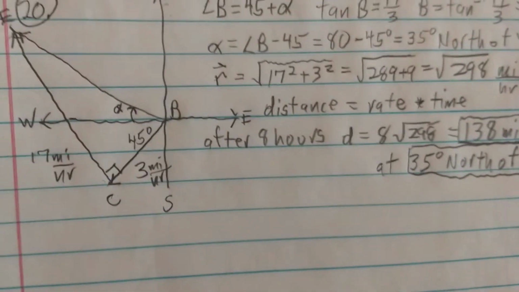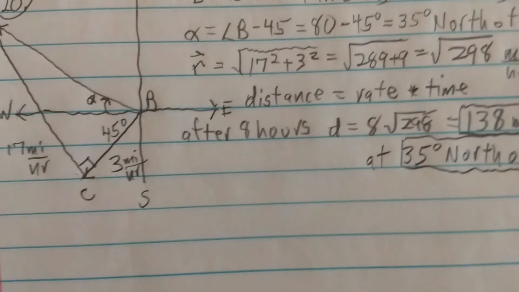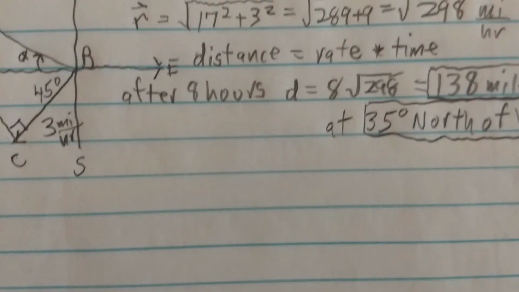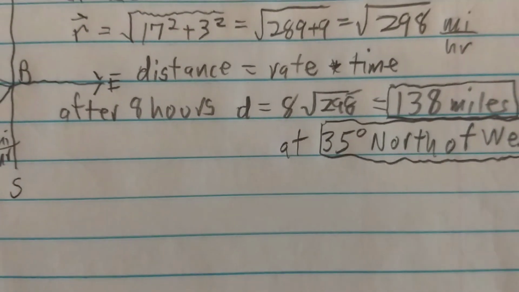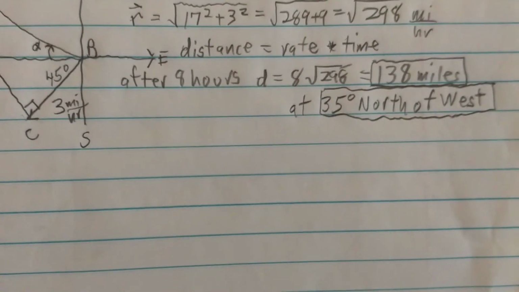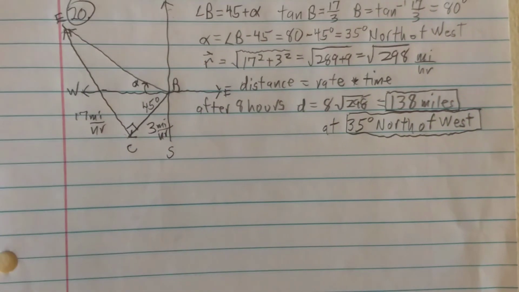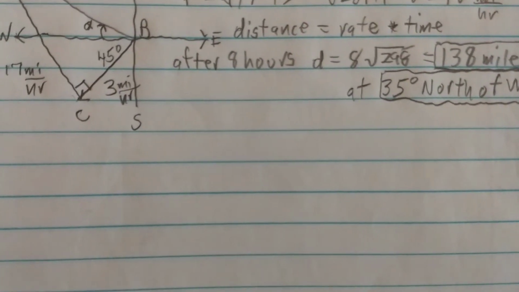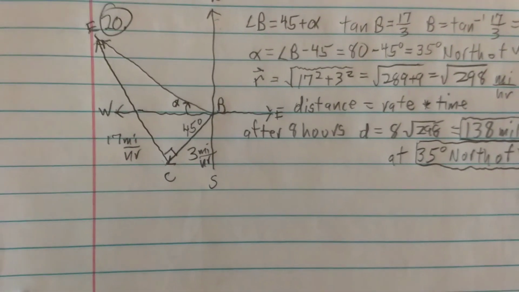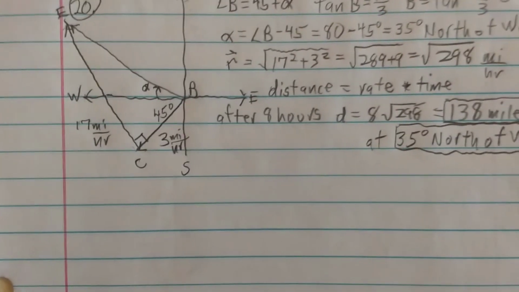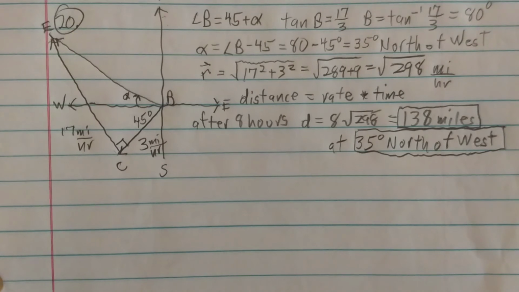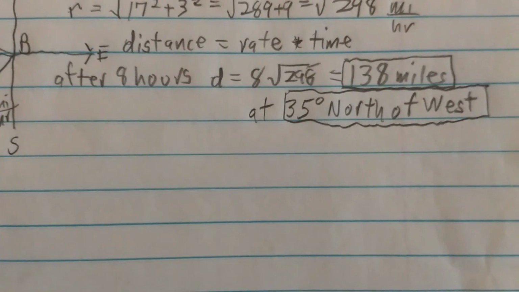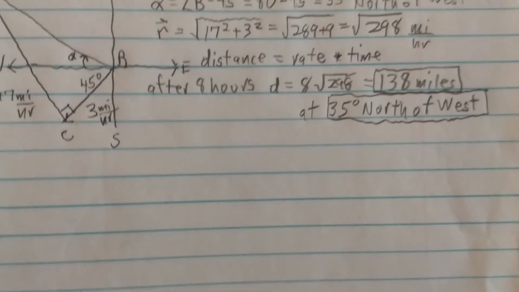Now our resultant vector R is the square root of 17 squared plus 3 squared, like always for a right triangle, and that comes out to 289 plus 9, so it's the square root of 298. But we're also told that 8 hours of time elapsed, so we have to use the fact that distance equals rate times time, and after 8 hours, our resultant hypotenuse BE is 8 hours times the square root of 298, which multiplies out to a distance of 138 miles to the nearest tenth at the alpha 35 degrees north of west.